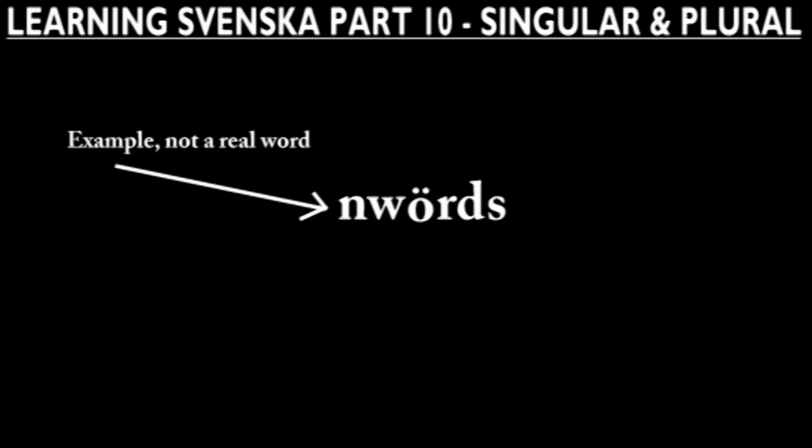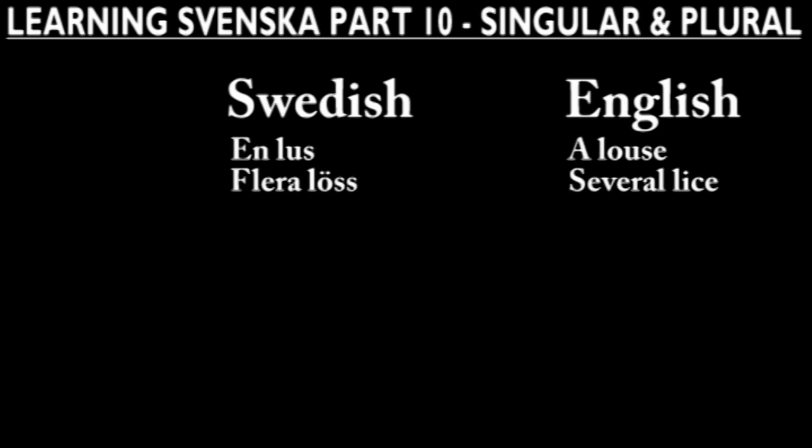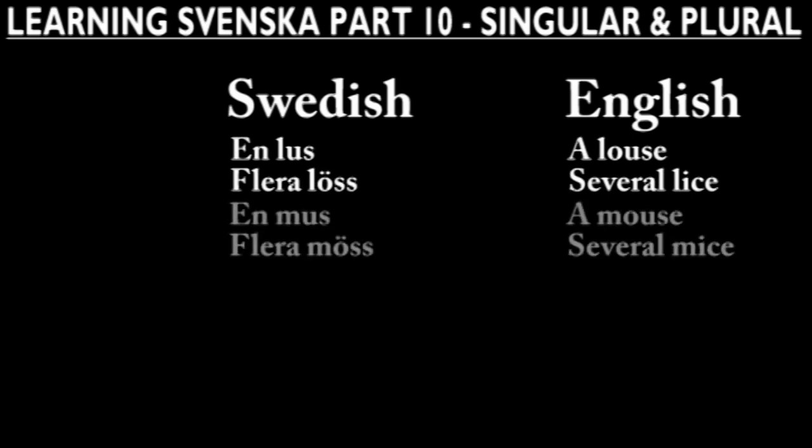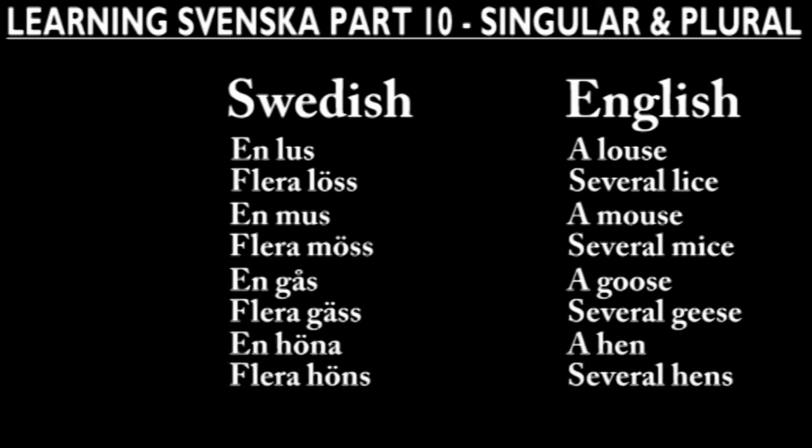Here are some examples. En lus, flera löss. En mus, flera möss. En gås, flera gäss. En höna, flera höns.